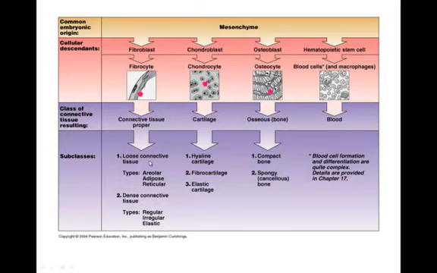So we have three categories under loose connective tissue. We have areolar connective tissue, adipose connective tissue, and reticular connective tissue. Here we'll find few fibers. In dense connective tissue, we have regular connective tissue, irregular connective tissue, and elastic connective tissue. In areolar connective tissue, we have lots of all three fiber types. In adipose connective tissue, you find few fibers at all. And in reticular connective tissue, you have the reticular fibers only.